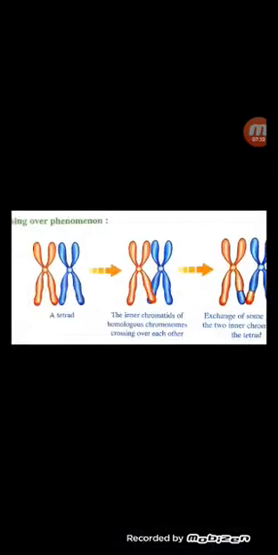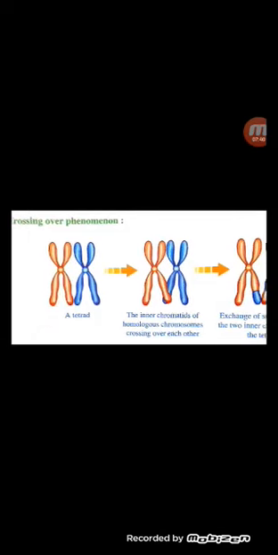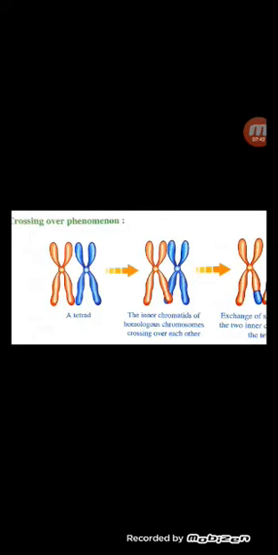Now, what about the homologous chromosome? During cell division, the chromosomes are arranged in homologous paired chromosomes, where each one has the same genes: the same sequence of genes, the same order of genes, the same number of genes, and the same length.